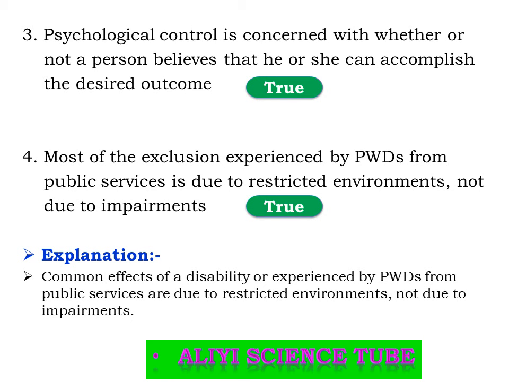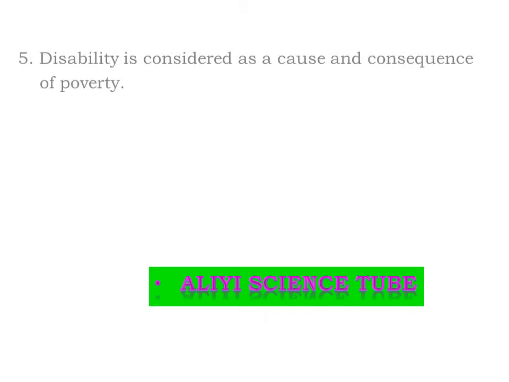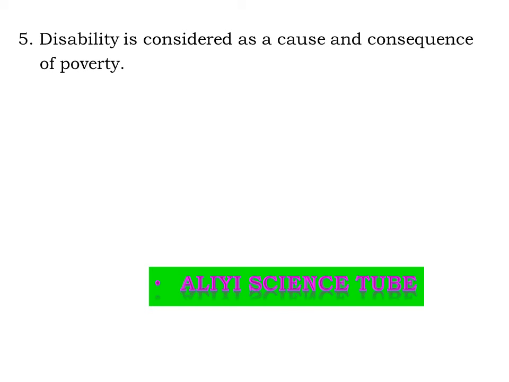So the answer is perfectly true. Question number 5: disability is considered as cause and the consequence of poverty.